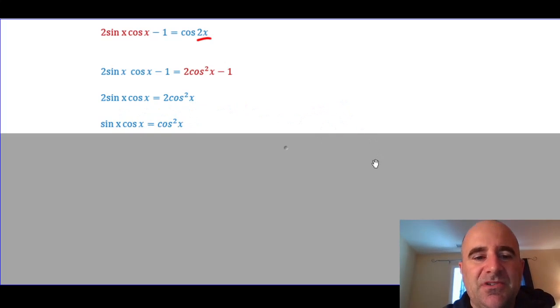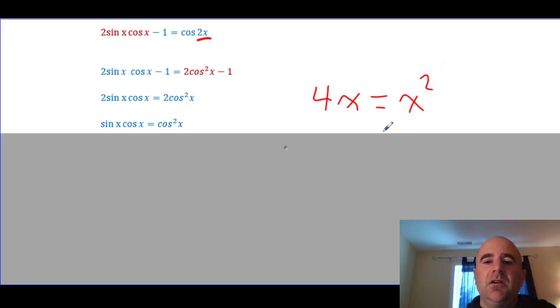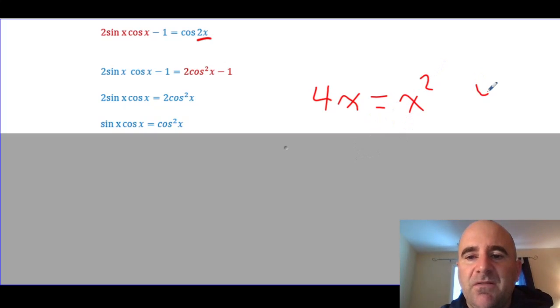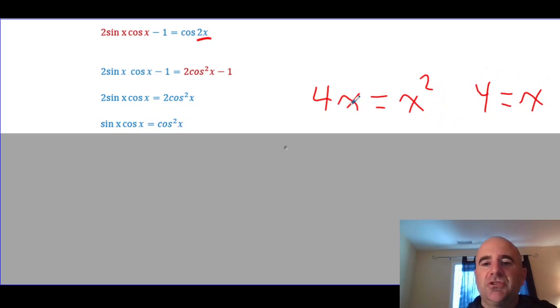For example, say you were solving, let's make it really simple, 4x equals x squared. You might be tempted to divide both sides by 4 and just say that x equals 4. And x equals 4 is a solution to this equation. The right side would be 16 and the left side would be 16. But there's another solution that works as well, and that's x equals 0. You'd have 0 on the right and 0 on the left.